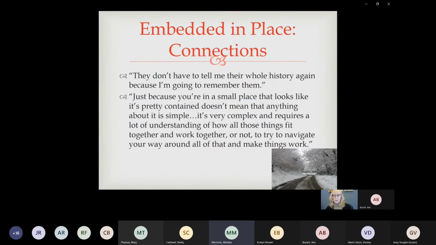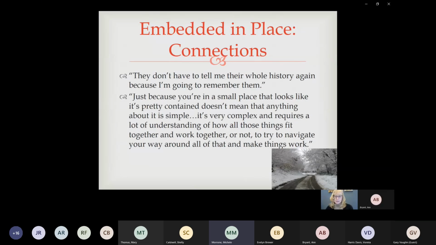"They don't have to tell me their whole history again. I'm going to remember them." A sense of community involvement and connectedness was identified. "We have people at the hospital that live somewhere else part of the year, and they come here because we establish that intimate relationship with our patients."